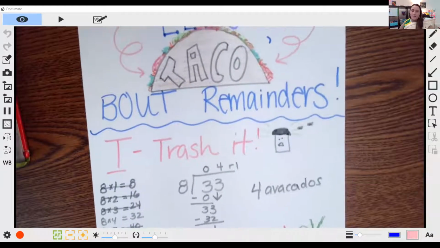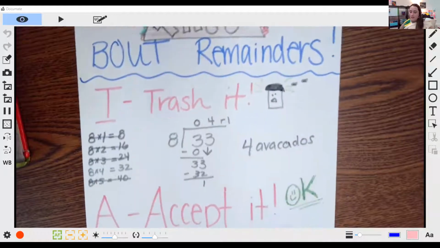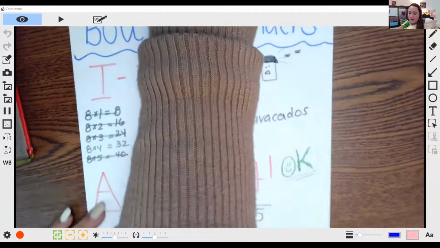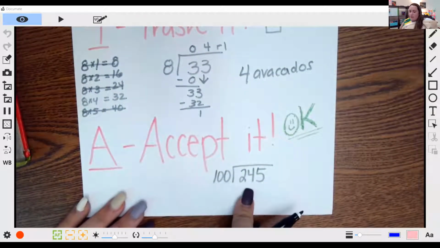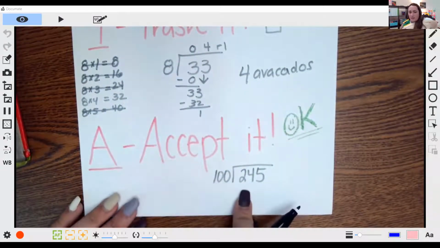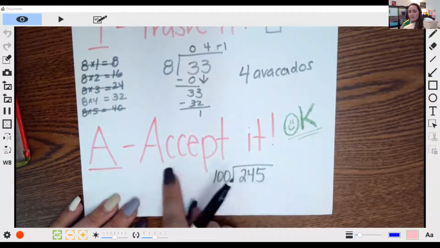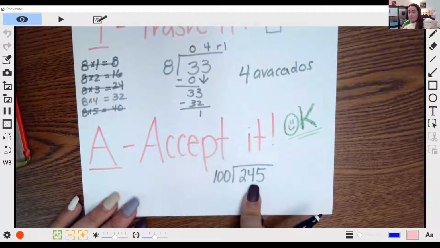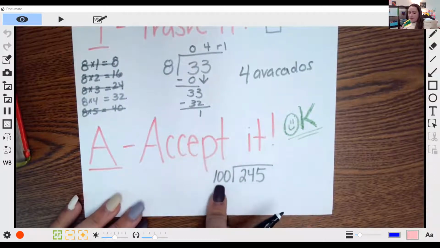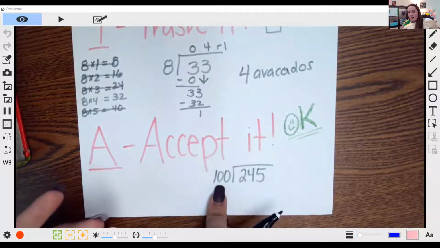So we talked about trashing it and forming groups, and now we're talking about accepting it, okay? Once we solve this, they're going to talk about fractions, but again, we're not there yet, so just watch and listen to how I accept my answer, all right? Now, I've got 245 cents divided by 100, right? And they use 100 because there's 100 cents in a dollar.